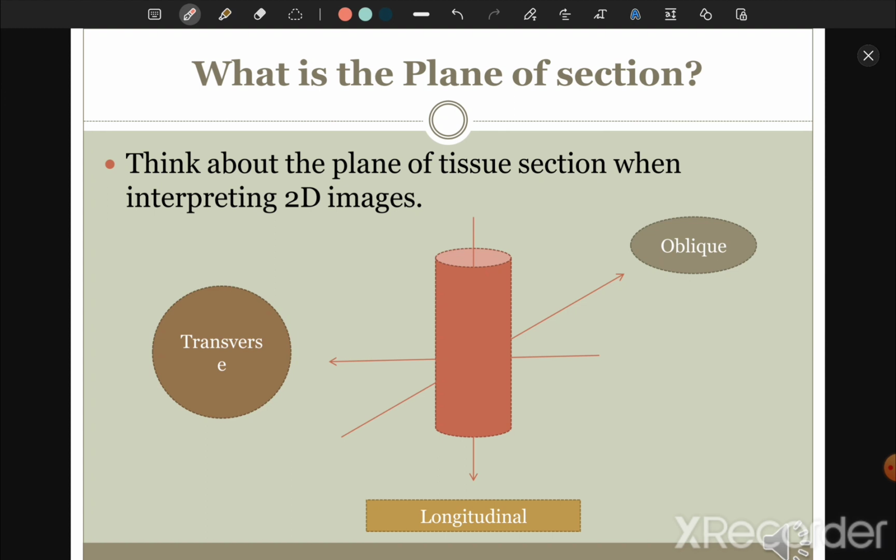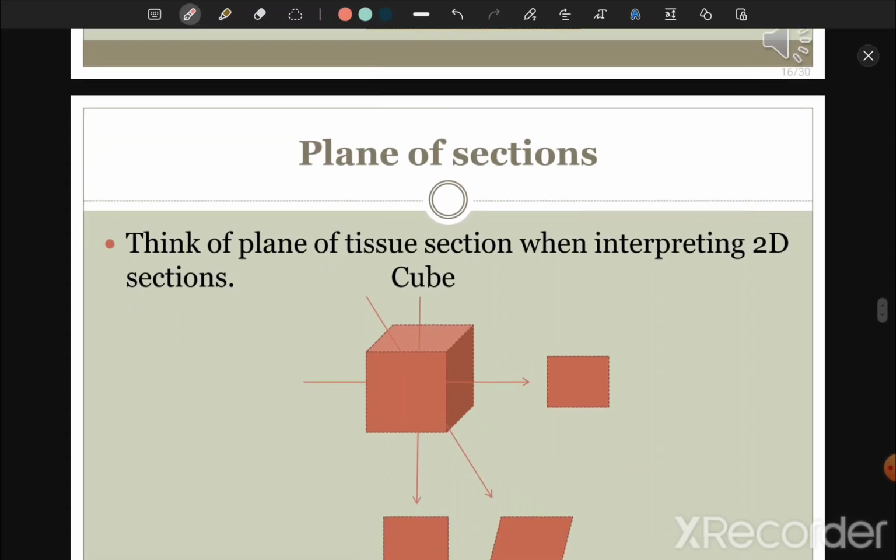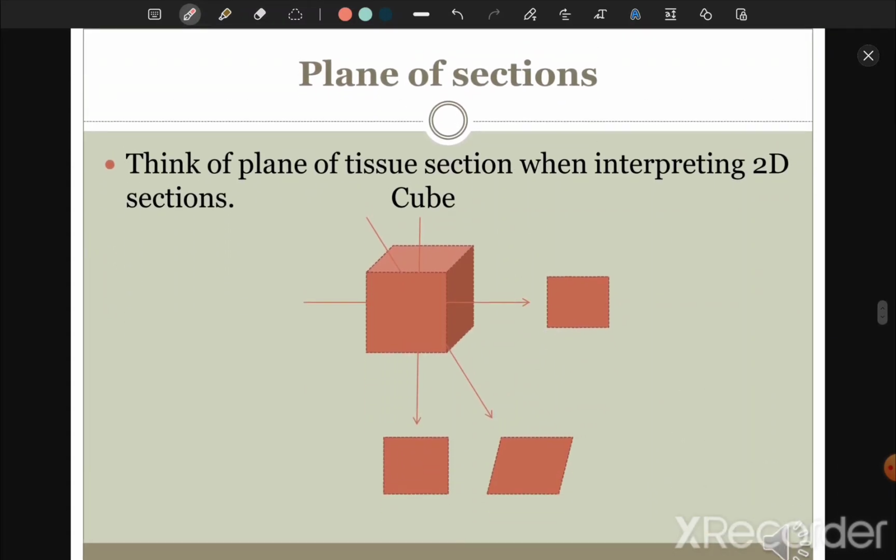So we have different planes of section. And when you examine, you have to remember in which direction the plane is sectioned. For example, when you have a three-dimensional structure, it also has different lines of section, so you can see the sections differently each time. So you have to just imagine it.